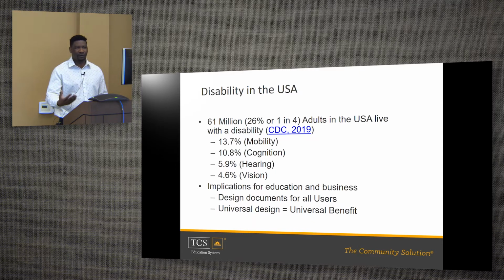Some of those disabilities, as you know, include mobility, cognition, hearing, and vision. So for digital products, obviously we are looking at making sure that we are catering for those who may have vision types of impairments as well as other impairments.